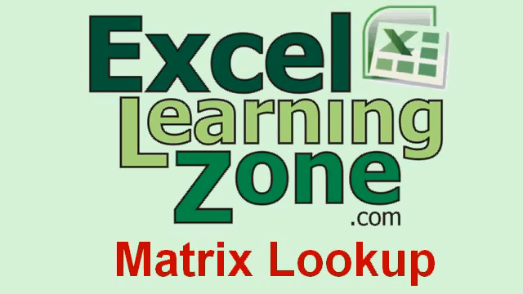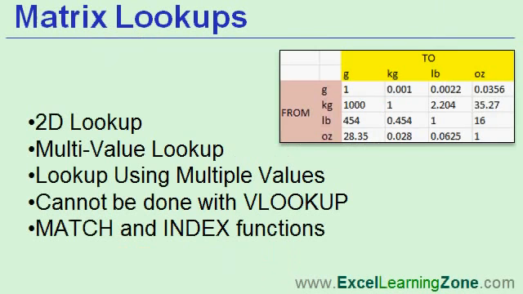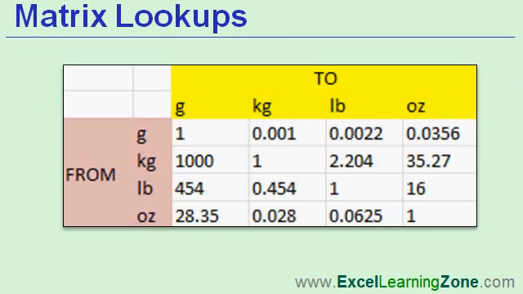Today I'll be showing you how to create a matrix lookup in Microsoft Excel. A matrix lookup is sometimes called a 2D lookup or a multi-value lookup. It's a special type of lookup using multiple values. It can't be done with VLOOKUP. Instead, we'll be using the match and index functions.